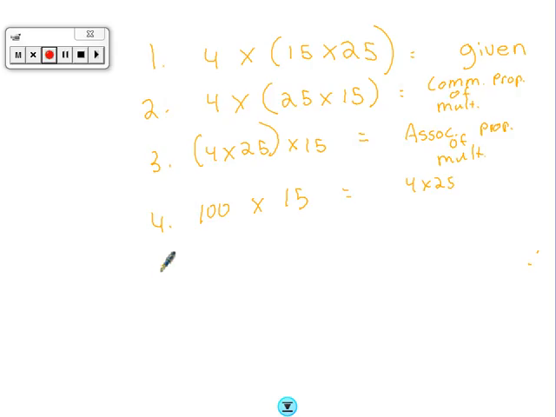So one more. Here's my answer. What did I do to get to my answer? You multiplied 100 times 15. Yep. Okay, so that's just me stepping through the problem, step by step. Any questions?